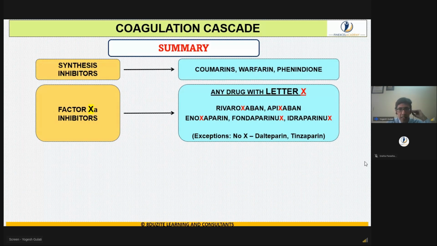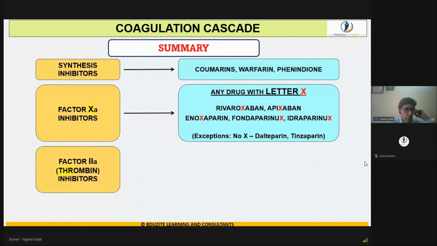There is one exception: some low molecular weight heparins such as dalteparin and tinzaparin do not have the letter X, but they are also factor 10 inhibitors. But by and large, this rule holds true. So in any other MCQ exam, if you get this, X is 10. Okay. Then we'll move to factor 2A inhibitors.